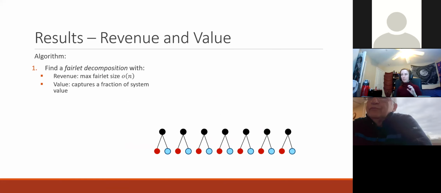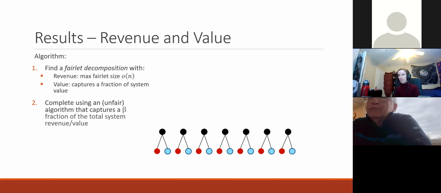Again, for value, we just need to ensure that the first layer in the hierarchy captures some, possibly not constant, but some fraction of the value present in the system. So that's how we start our hierarchy. I'm going to go into depth on how we find this fairlet decomposition shortly. But to finish our algorithm, we just run some unfair algorithm for hierarchical clustering on top of that. This algorithm must ensure that it captures some beta fraction of the total system revenue or value. Again, this is not a beta fraction of the optimum revenue or value, it's a fraction of the total system revenue or value.